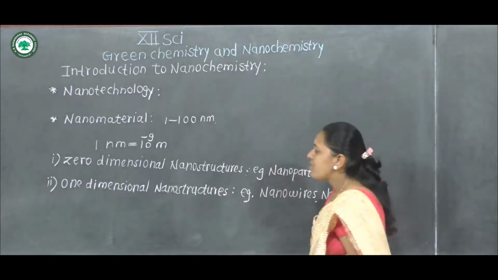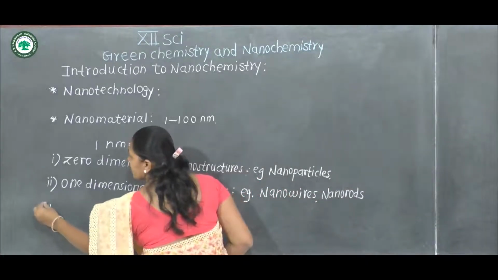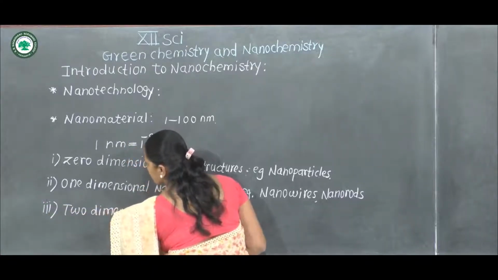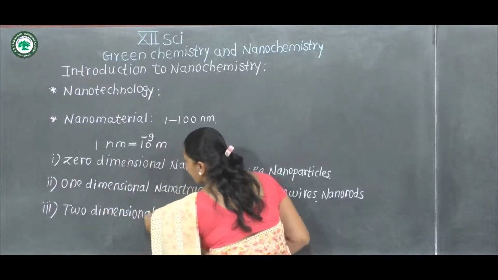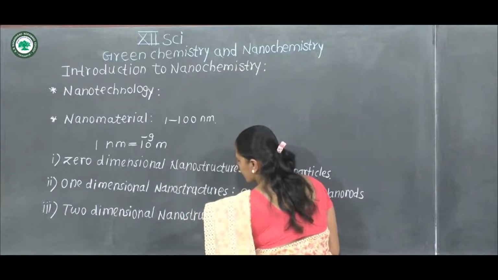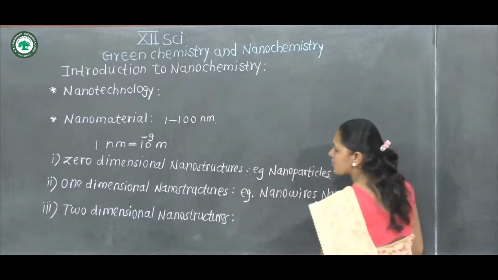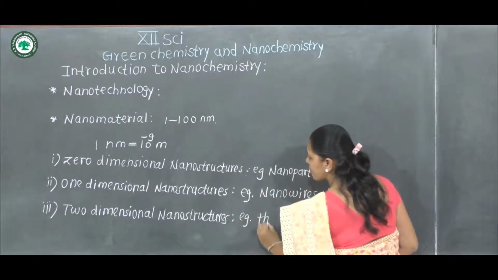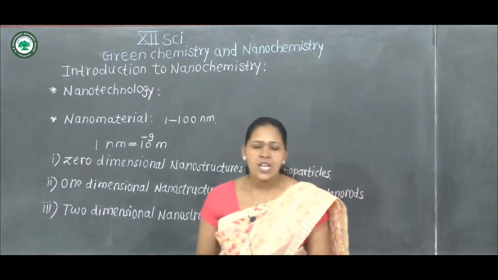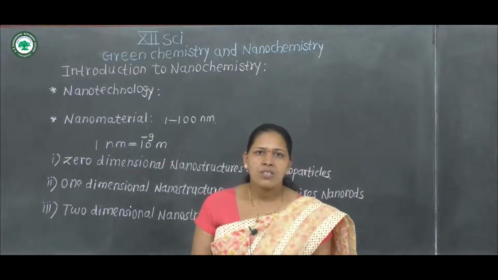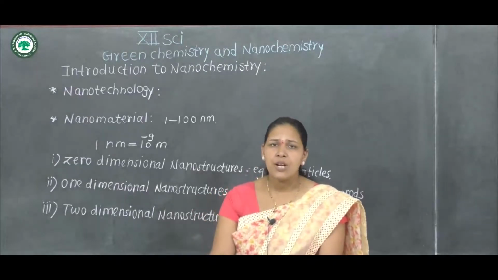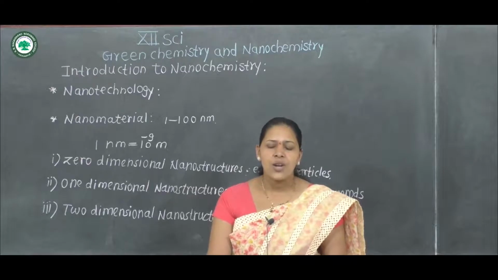Then third one is the 2-dimensional nanostructure. An example of a 2-dimensional nanostructure is thin film. What is meant by 2-dimensional nanostructure? A 2-dimensional nanostructure is one in which one dimension is in the nanometer scale.